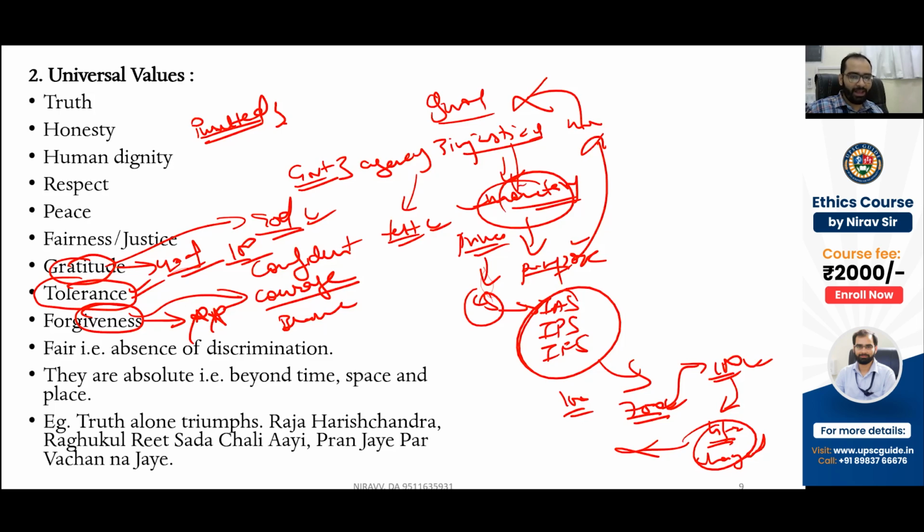Yes or no? Yes. And fairness is what? Fairness is absence of discrimination. Therefore these are the universal values, जैसे मैंने आपको examples दिए हुए हैं. Okay, तो आपको question आ सकता है.